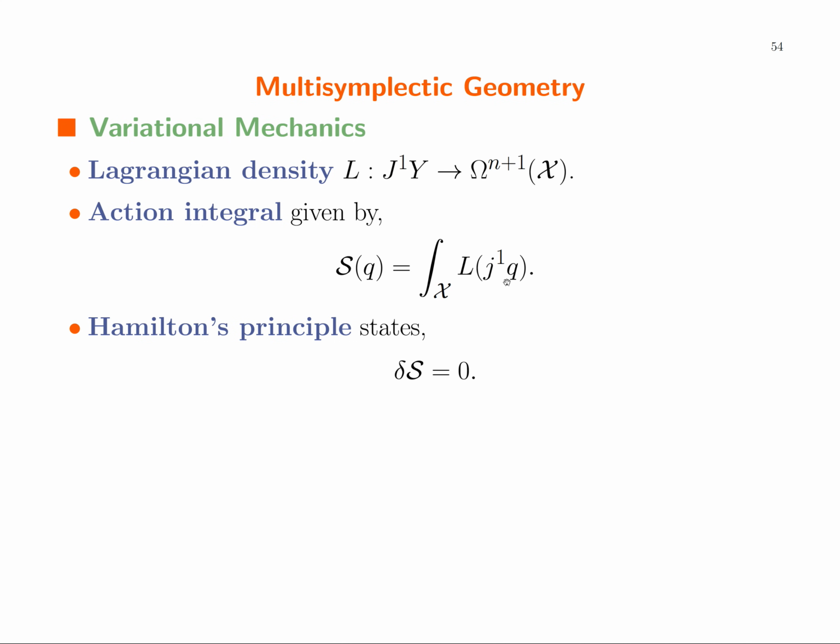You can write down what the Lagrangian density is. Given that this is an n+1 differential form, you can integrate it over an n+1 space-time region to give an action integral. Then Hamilton's principle states that the variation of the action integral, subject to fixed boundary conditions, is stationary. So this is a very natural generalization of what we've seen before in the purely mechanics case.